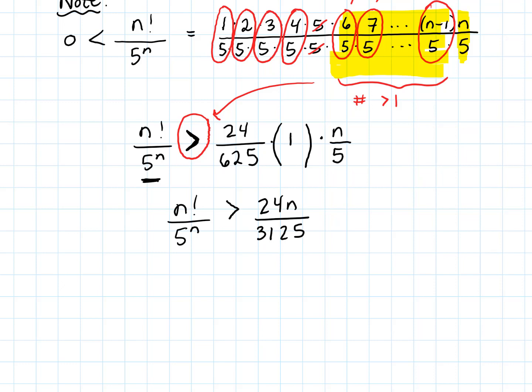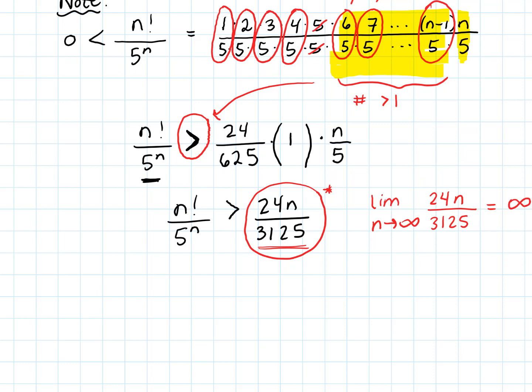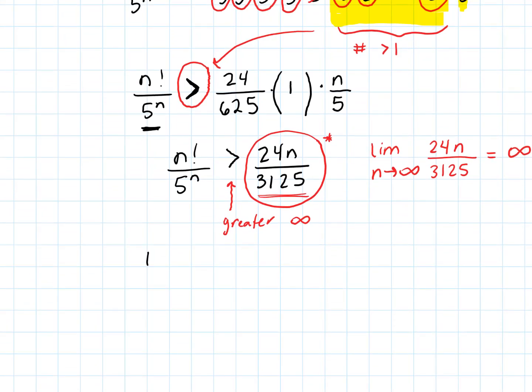If I consider what happens to this limit, so think about this sequence right here. If I take the limit as n approaches infinity, which is what we're doing, we're letting n grow without bound, 24 times n over 3,125 has to approach infinity. And we're saying here that our sequence is actually greater than something that approaches infinity as we go to infinity. So what this tells me is that the limit as n approaches infinity of n factorial over 5 to the n must also approach infinity.